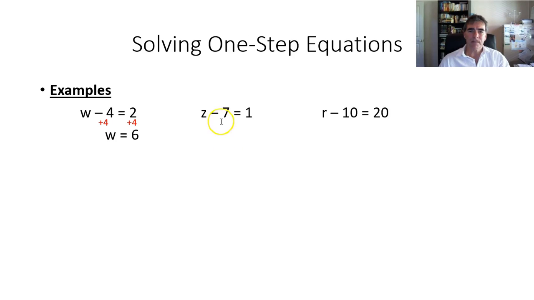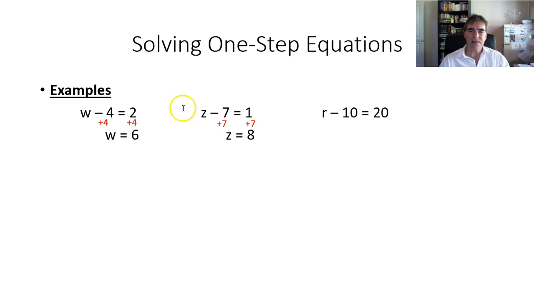Our next one. Our opposite of take away 7 is to plus 7 to both sides. They cancel out because negative 7 plus 7 is nothing. So it just leaves me with the z on that side. And on this side, 1 plus 7 equals 8.